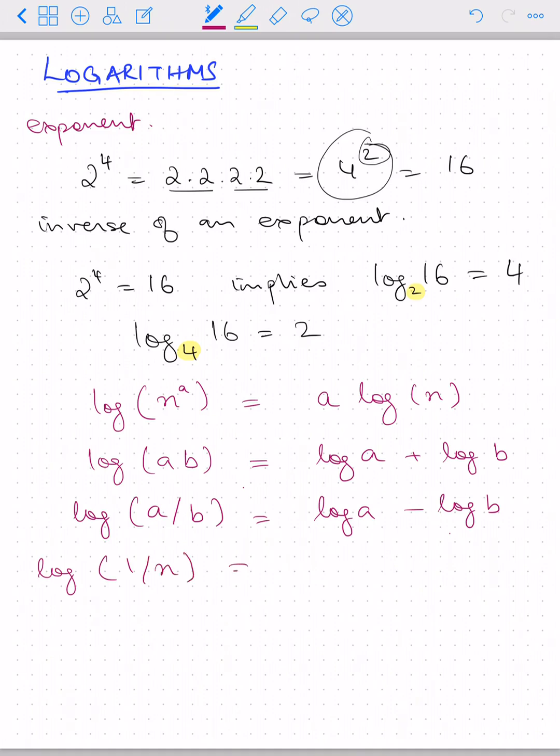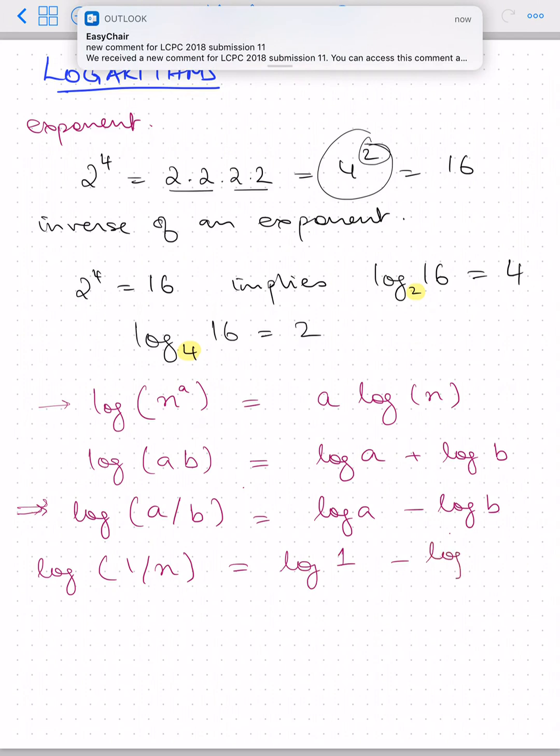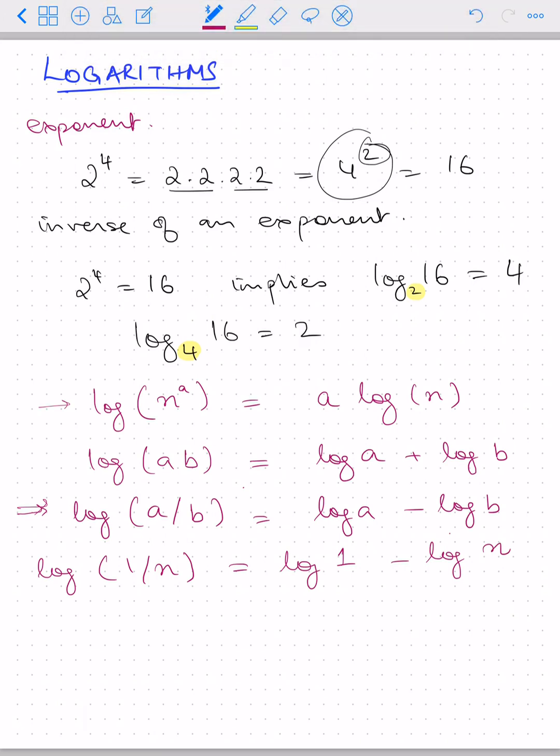You could actually do it using either the first or the third relationship that we did. In the first case, a would be minus 1, so this would be just minus 1 times log n, so minus log n. Alternately, we could apply the third one and say log of 1 minus log of n. Now log of 1, basically what do you need to raise the base to so that you get 1, and that's just 0. So you would just get minus log n. That's just some simple relationships.